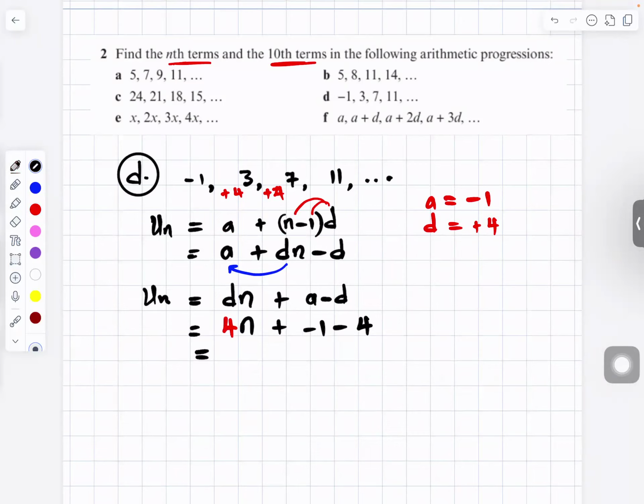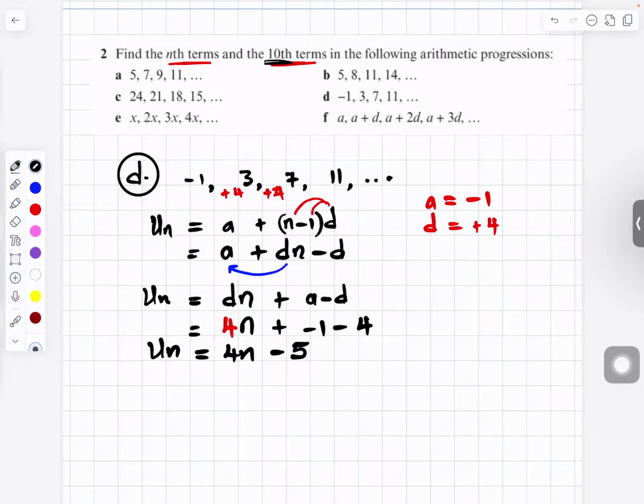So the nth term will give you 4n, for number 2, the nth term is 4n minus 5. So 4n minus 1 minus 4 is minus 5. So that will be the nth term.